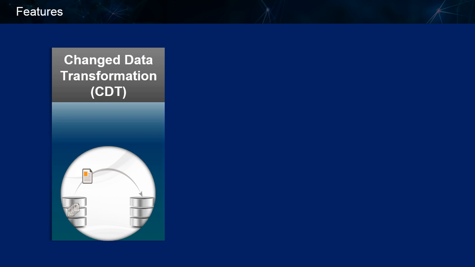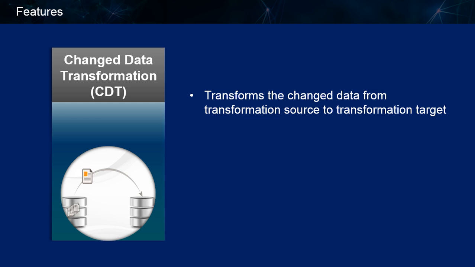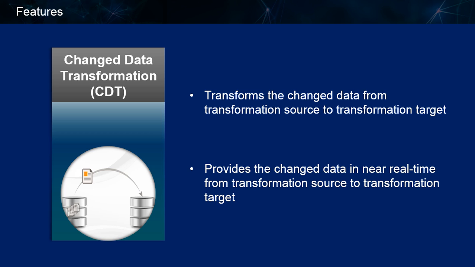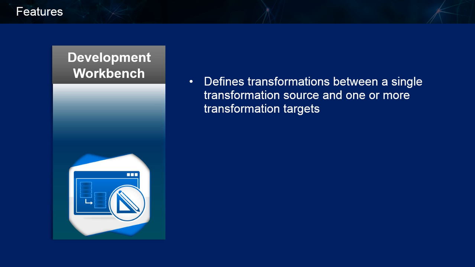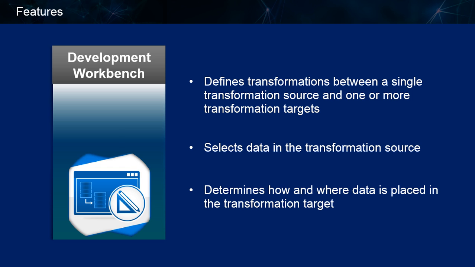Changed data transformation, also known as CDT, transforms the changed data from a transformation source to a transformation target database based on the transformation definition. This is an ongoing process that provides the changed data in near real time from the transformation source to the transformation target. Development Workbench, or DDW, is an application designed for defining transformations between a single transformation source and one or more transformation targets. In DDW, you can select the data in the transformation source and determine how and where each of the data is placed in a transformation target.